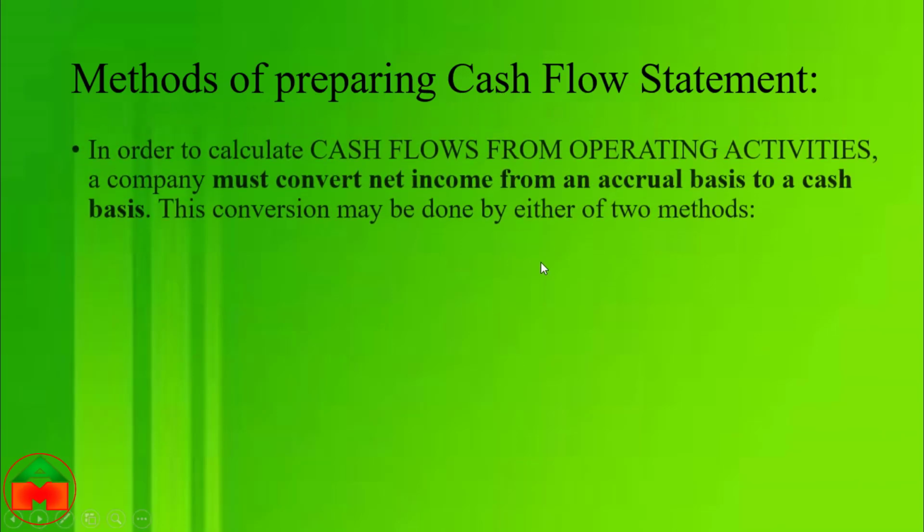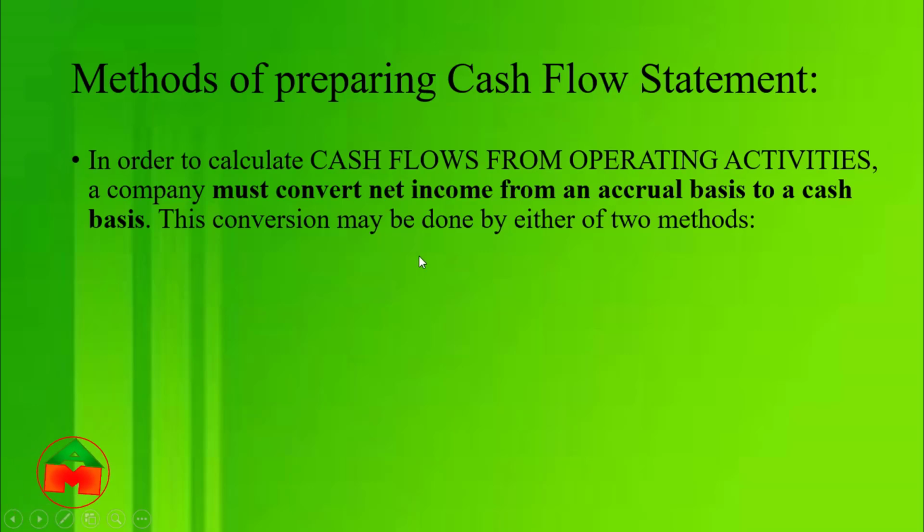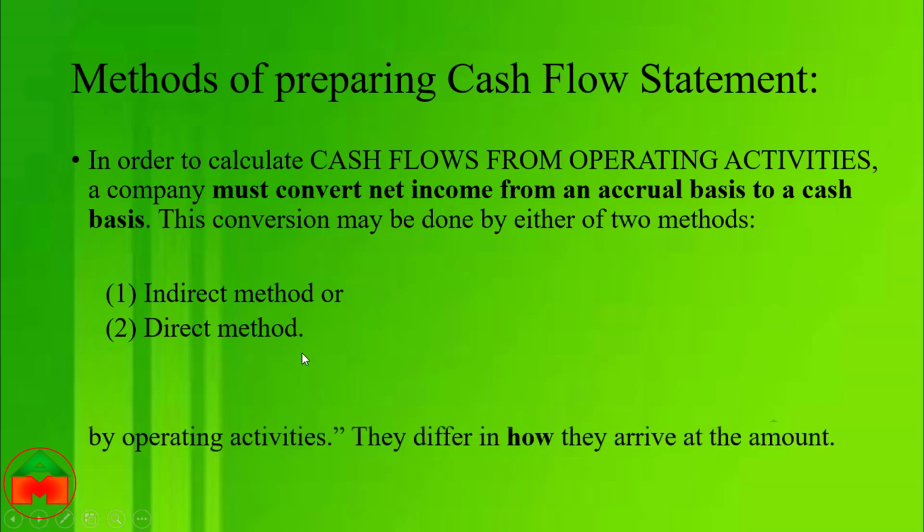So, methods of preparing cash flow statements. Generally, there are two types of methods, and these methods are only applicable for calculating the cash flows from operating activities. That means indirect method or direct method. In order to calculate cash flows from operating activities, a company must convert net income from an accrual basis to a cash basis. This conversion may be done by either of two methods. Number one is indirect method, number two is direct method.